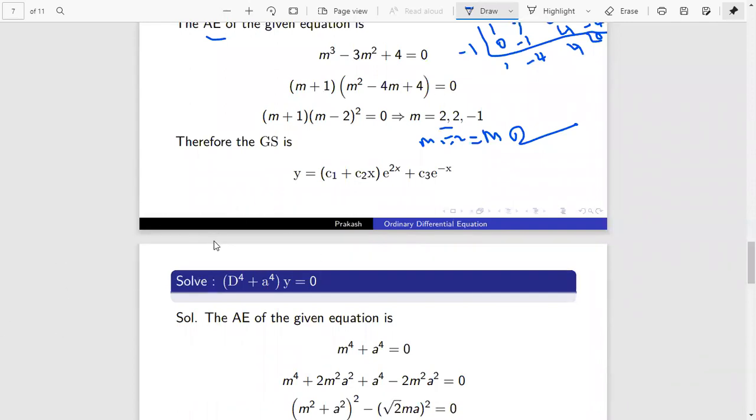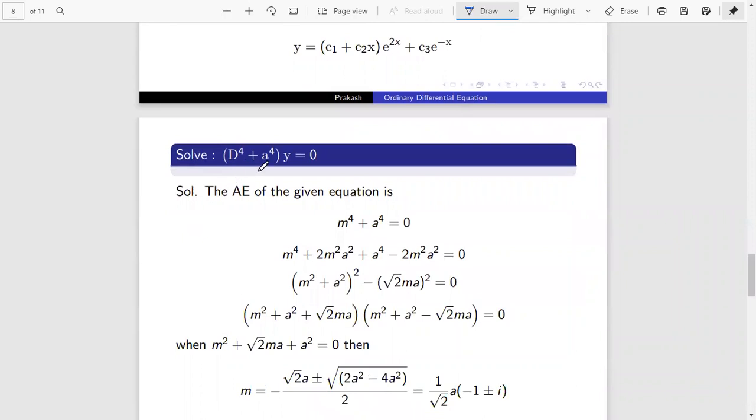Now you can take another problem, D power 4 plus a power 4. This is the fourth order differential equation equal to 0. As usual, we can write the auxiliary equation, just replace D by m. So we will get m power 4 plus a power 4 equal to 0. So you can alter this, this time adding one term and subtracting another term.